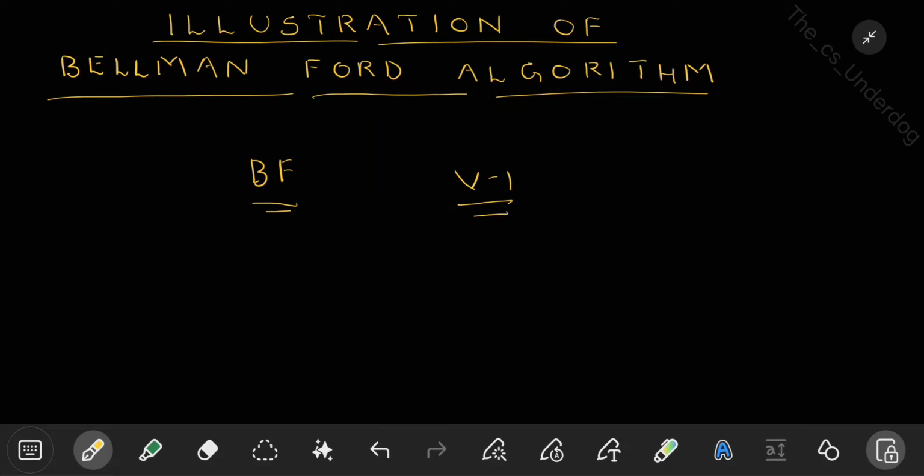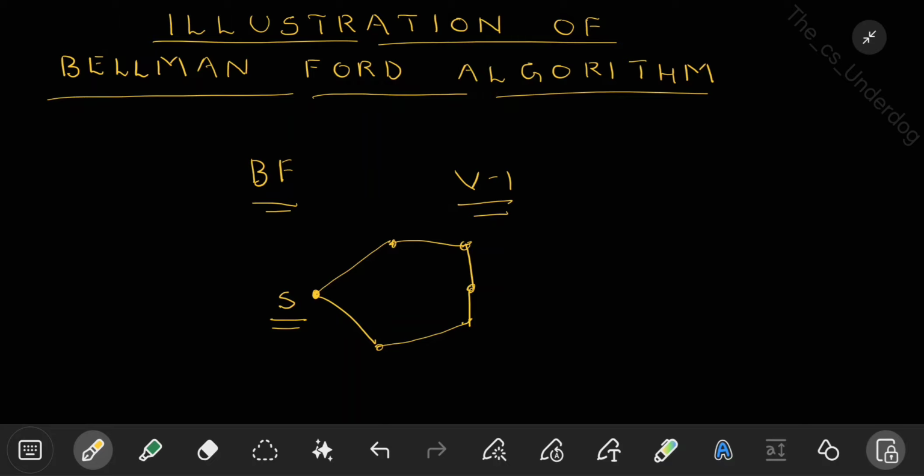What is single source shortest path? That means from a source vertex, you will find the shortest path to all other vertices in the graph. Whatever vertices there are, to all those vertices you will find the shortest path from this single source vertex. This is what the Bellman-Ford algorithm is for.